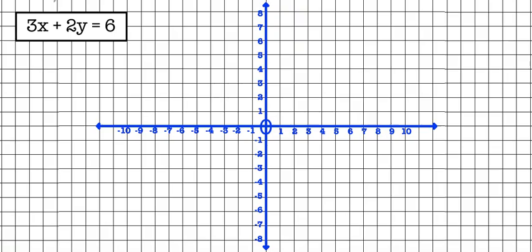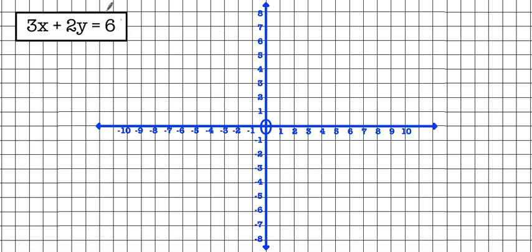So our equation here is 3x plus 2y is equal to 6. So when we have slope-intercept form, we have our slope and our y-intercept. And when we have point-slope form, we have a coordinate and a slope. So unlike those two forms, here in standard form, we can't actually tell what our slope is, what our y-intercept is, or what any of the coordinate is.